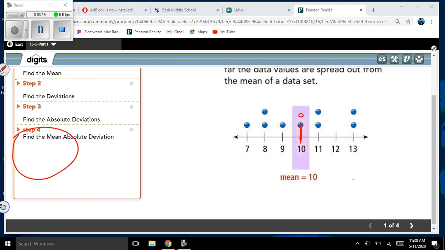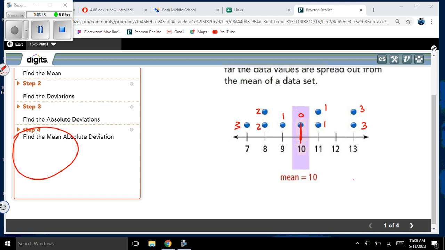So 9 is 1 away from 10, 8 is 2 away from 10, 8 is 2 away from 10, and 7 is 3 away from 10. 11 is 1 away from 10, 11 is 1 away from 10, 13 is 3 away from 10, and 13 is 3 away from 10. So we're going to find all those. What we just did was find the absolute deviations, and now you're going to find the mean absolute deviation.